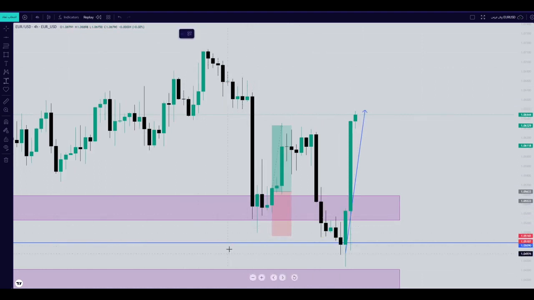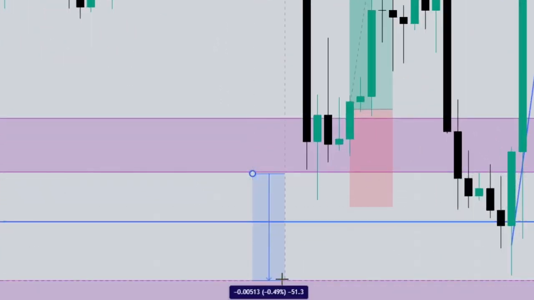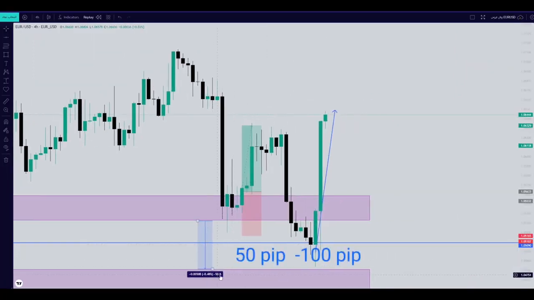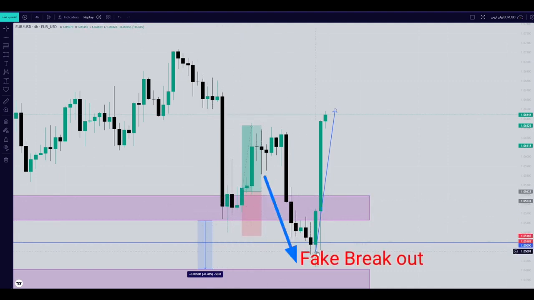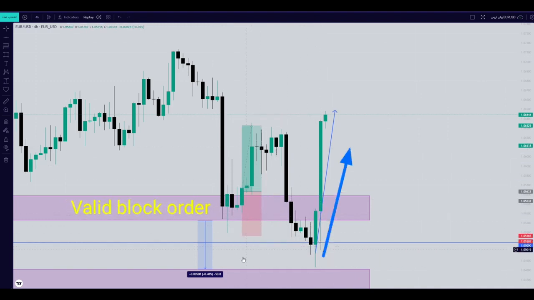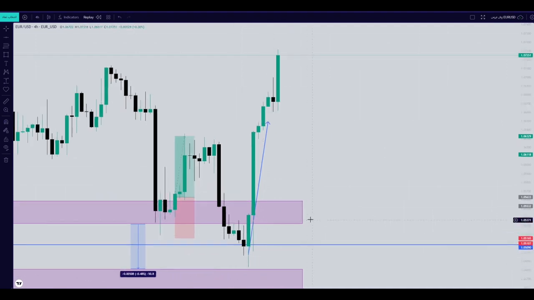When two order blocks are really close to each other, they form a liquidity area, but the distance between them shouldn't be greater than 100 pip. In this example, the distance between the two order blocks is around 50 pip. And 50 pip is lesser than 100 pips, so this area can be considered a liquidity area. So this is the reason there is a fake breakout here, and after that the market has collected the liquidity and the price has gone up. Otherwise, this order block up here is more valid than the other one.